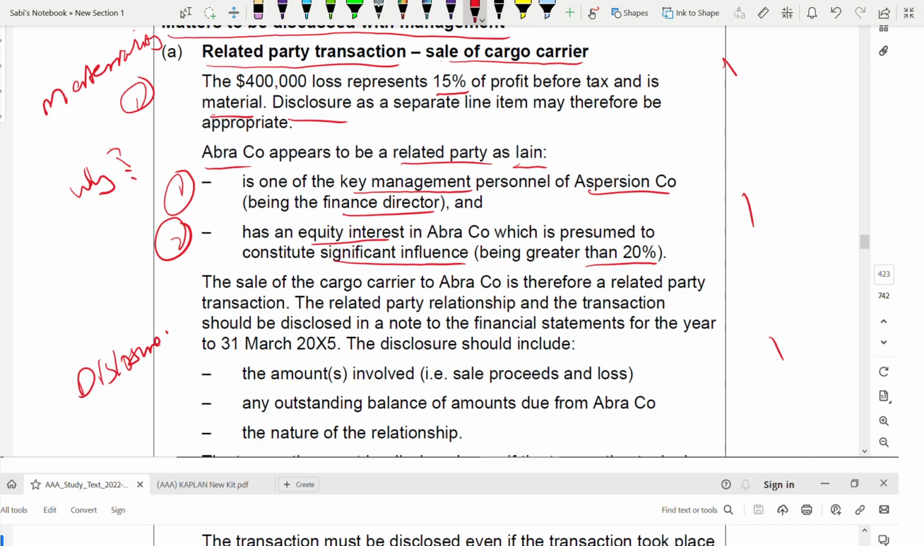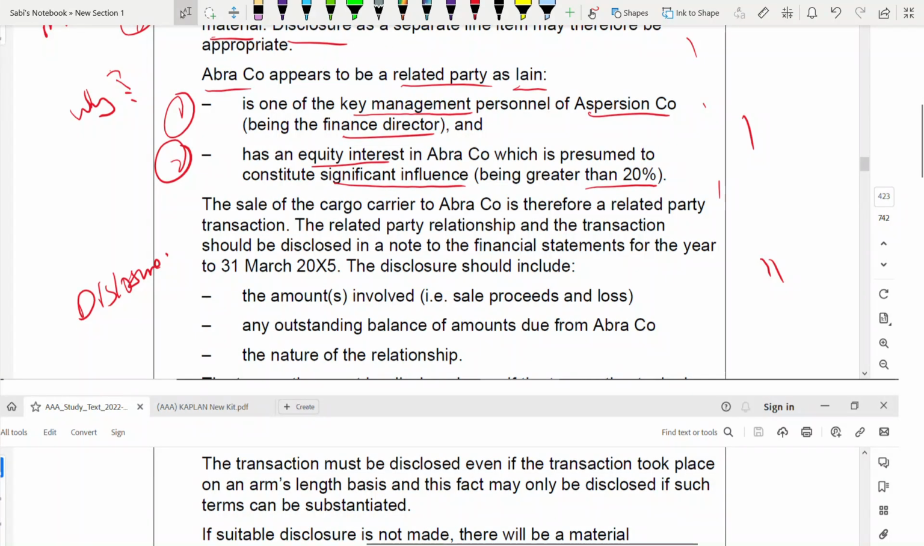Even though it looks like a lot of things you are writing, you will only get 1 mark for this, another mark for this. The question itself is only for, let's say, 3-4 marks. Another mark is for the disclosure, that means the right treatment. Now you know the sale of cargo is a related party transaction, so you have to disclose this as a note to the financial statements. These are the 3 things that your note has to disclose.